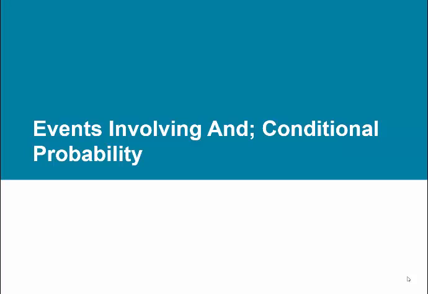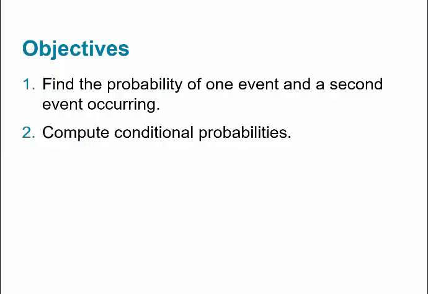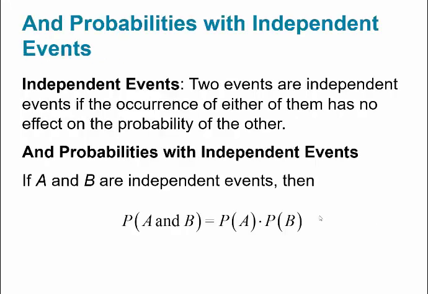Hi class. In this lecture, what we want to do is talk about probability for events involving the and statement. So it'll be something like, what's the probability that this and this occurs? And then I want to talk about conditional probability as well. Okay, so two objectives: find the probability of one event and a second event occurring, and then compute conditional probabilities.